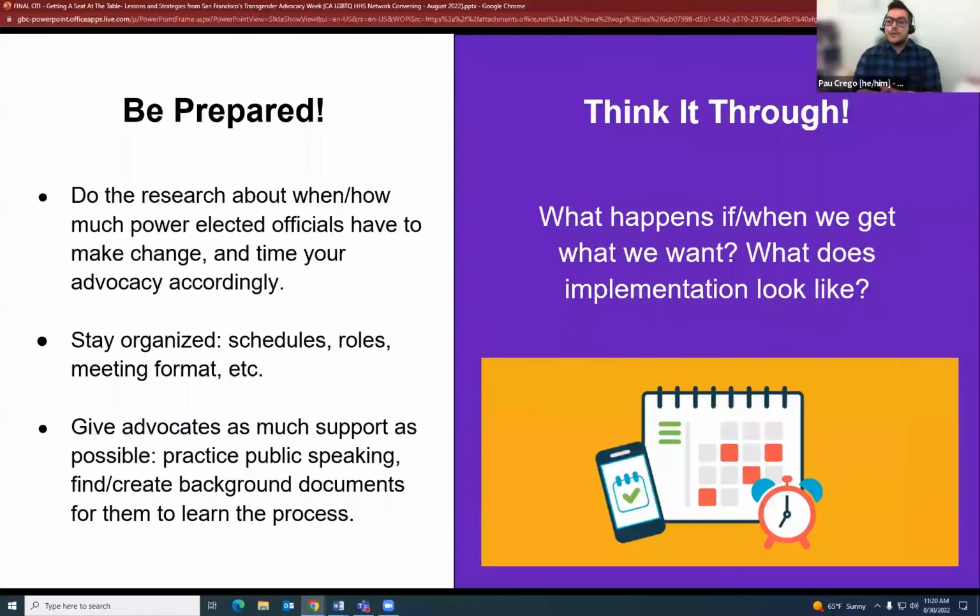For example, because our office was new, because this was the first time we had organized like this, we didn't really know what it looked like to get funds out to trans organizations. Like, what are the bureaucratic steps that we need to go through with the city and county? What are the rules basically around this? So we didn't know that. And then that led to some conflict between some of our trans organizations, right?